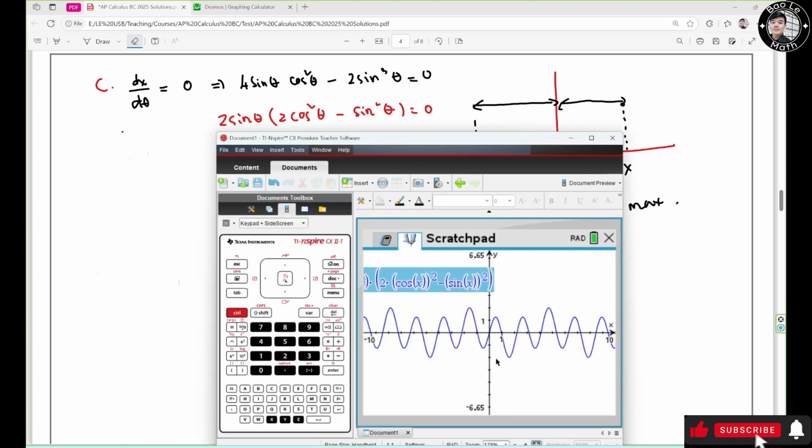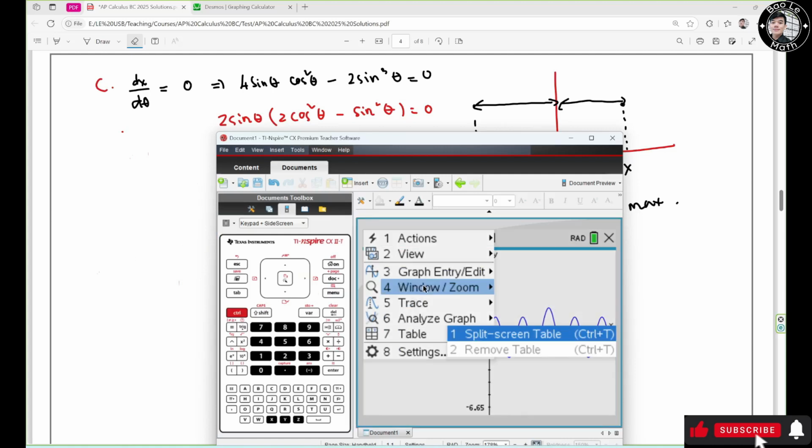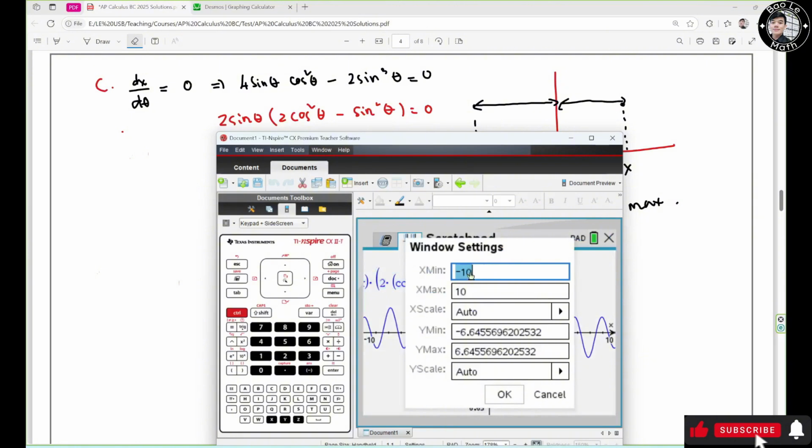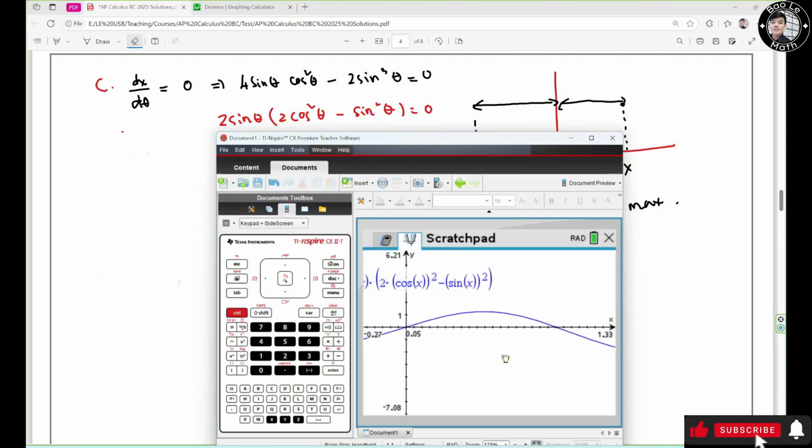Now we need to find the intersection. You know that theta is from 0 to pi over 2, so you need to limit the domain. I need to hit menu, window, and window settings right here. It's going to be 0, and pi over 2. Pi, which means 3.14 divided by 2, is going to be 1.57 something, so I put 1.6. Alright, I hit OK, and it's going to be right here.